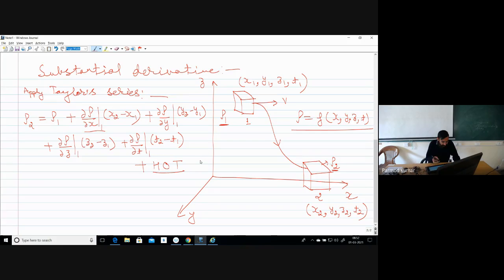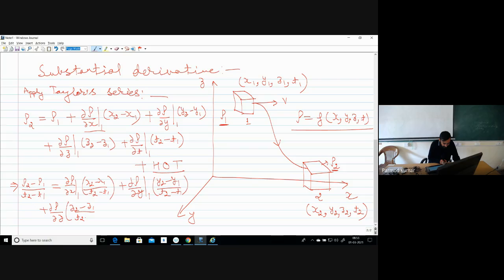Now, if I take this ρ1 to the left hand side, and divide throughout by (t2 minus t1), I will finally get (ρ2 minus ρ1) divided by (t2 minus t1) equal to ∂ρ/∂x at point 1 into (x2 minus x1) divided by (t2 minus t1), plus ∂ρ/∂y at point 1 into (y2 minus y1) divided by (t2 minus t1), plus ∂ρ/∂z into (z2 minus z1) divided by (t2 minus t1), plus ∂ρ/∂t. And all the higher order terms I am neglecting over here.